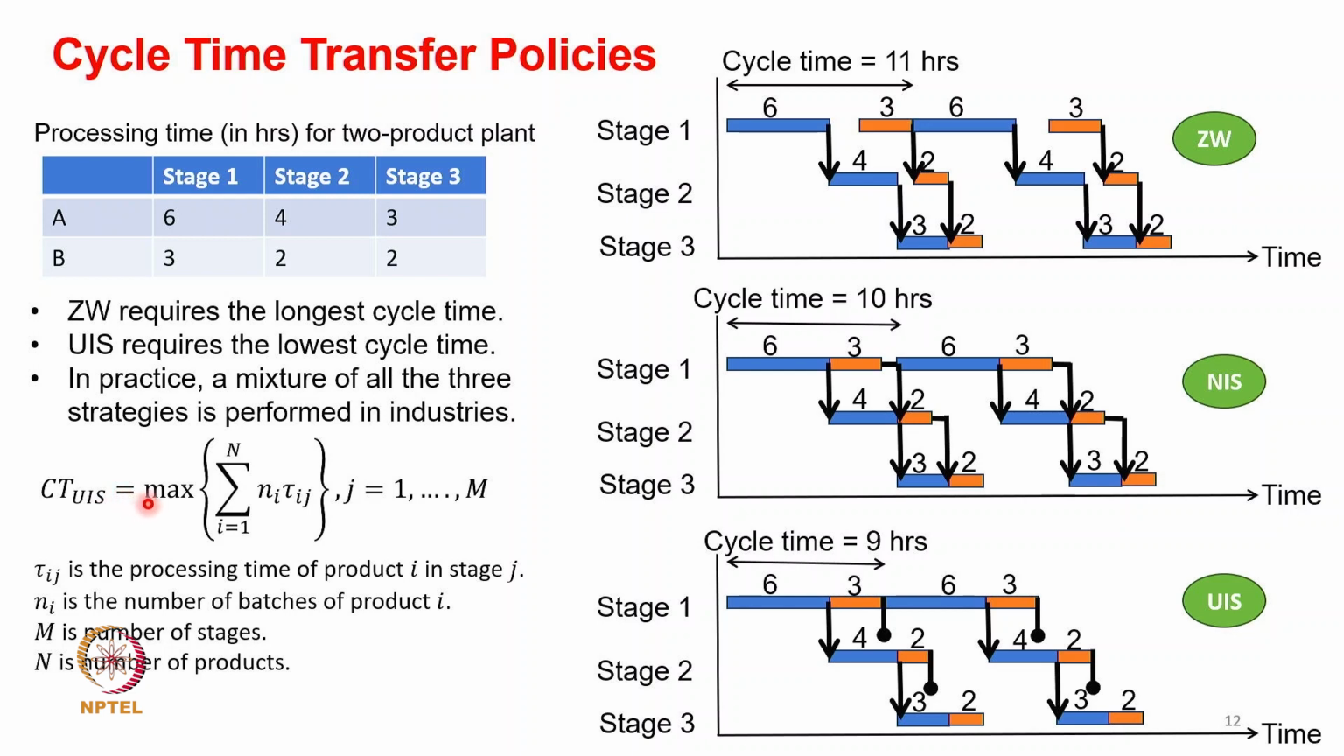The cycle time of UIS can be computed as the max of N_i times tau_ij, summed up over i, where tau_ij is the processing time of product i in stage j. N_i is the number of batches of the product, m is the number of stages, and n is the number of products. This is how you could smartly integrate these wait times into the cycle time.